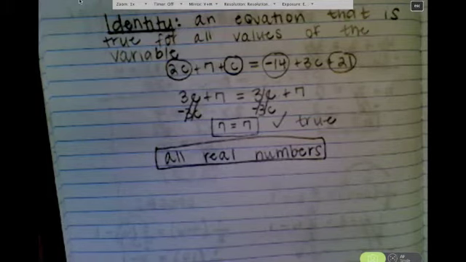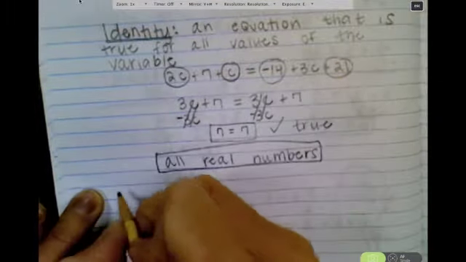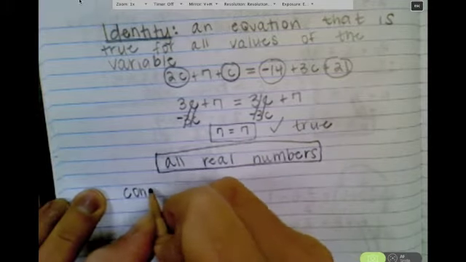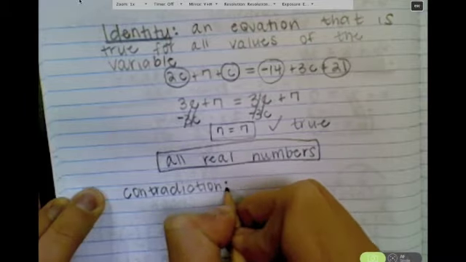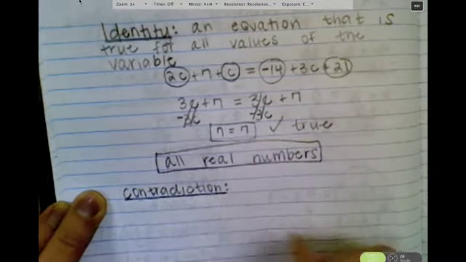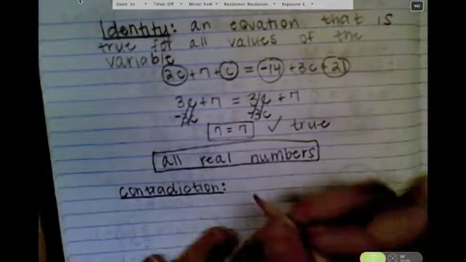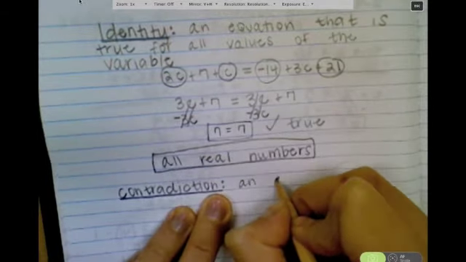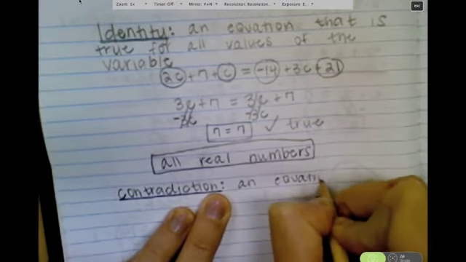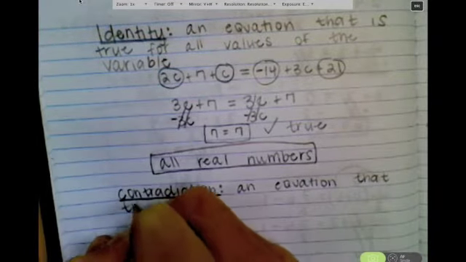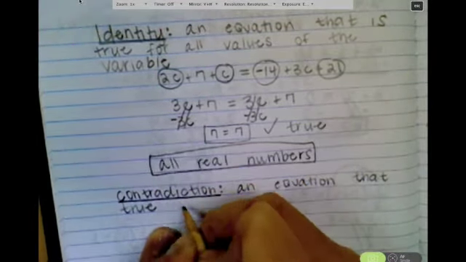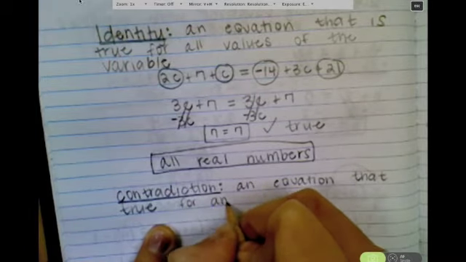The other vocabulary word for this section is contradiction. Now, contradiction is the opposite of an identity. A contradiction is an equation that is not true for any value of the variable.